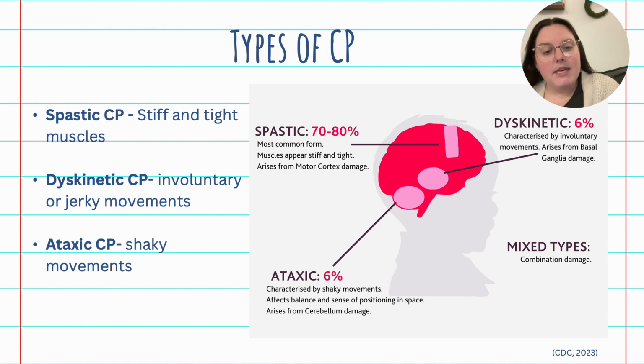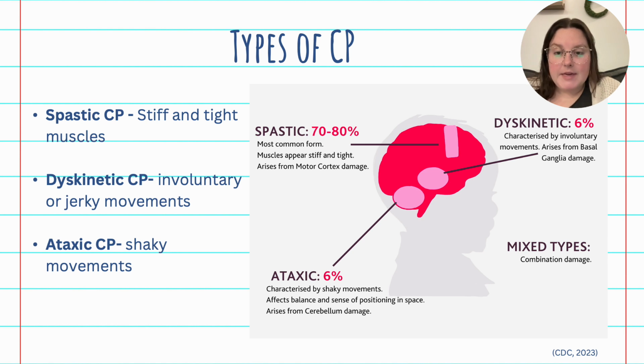And the third type of CP is ataxic CP. So they're characterized by shaky movements. Again, they're not fluid movements. They're a little bit more shaky or jerky. It affects balance and sense of positioning in space. So these kids or adults don't really understand where their body is in space. Their balance is not the best. If they are able to walk, they're probably bumping into things, tripping over things, things like that, just because they don't have the best sense of balance and where their body is in space. And this arises from the cerebellum, which is kind of like our balance center in our brain.